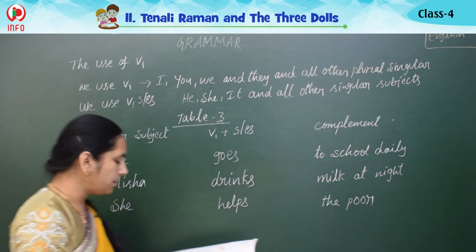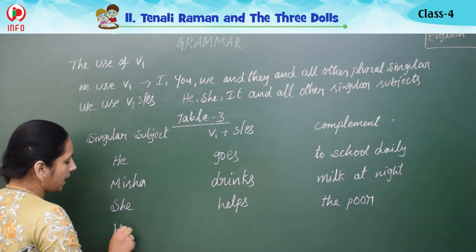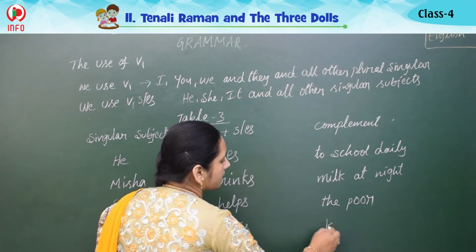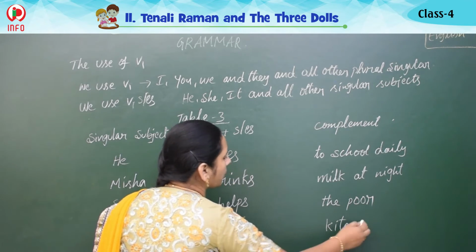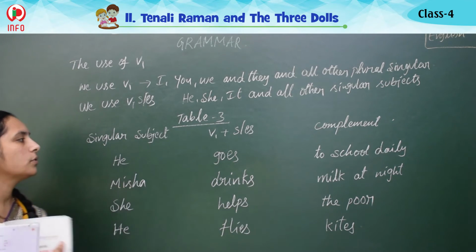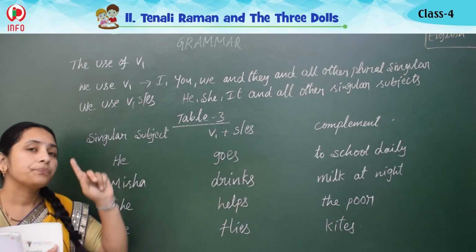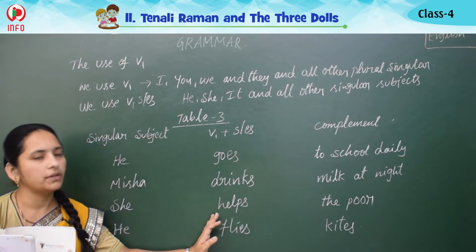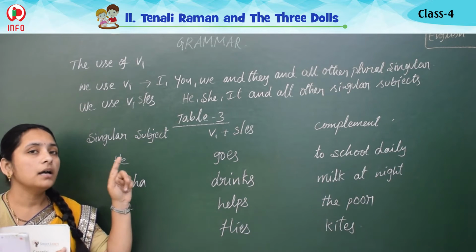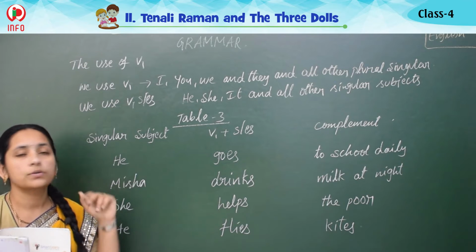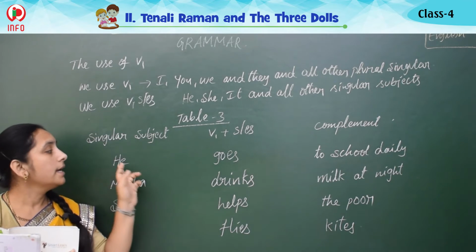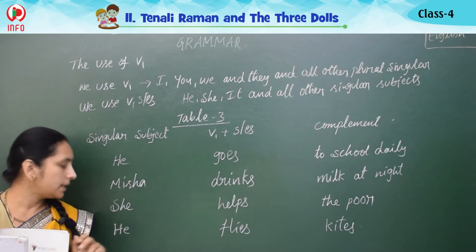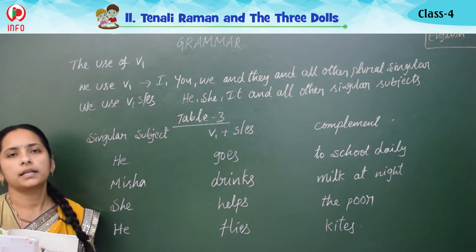And see the next one, what do we have? He flies kites. He flies kites. So see all these sentences once with all the subjects, how to write it. First one: he, she, it, we get the S/ES form of the verb. So there we wrote: I go to school daily. We go to school daily. He goes to school daily. She goes to school daily. Misha goes to school daily, like this.